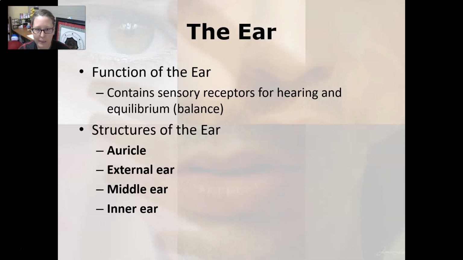The function of the ear is that it contains sensory receptors for hearing and for equilibrium, which is balance. The structures of the ear are the auricle, which is what you think of as the ear, the external ear, the middle ear, and the inner ear.